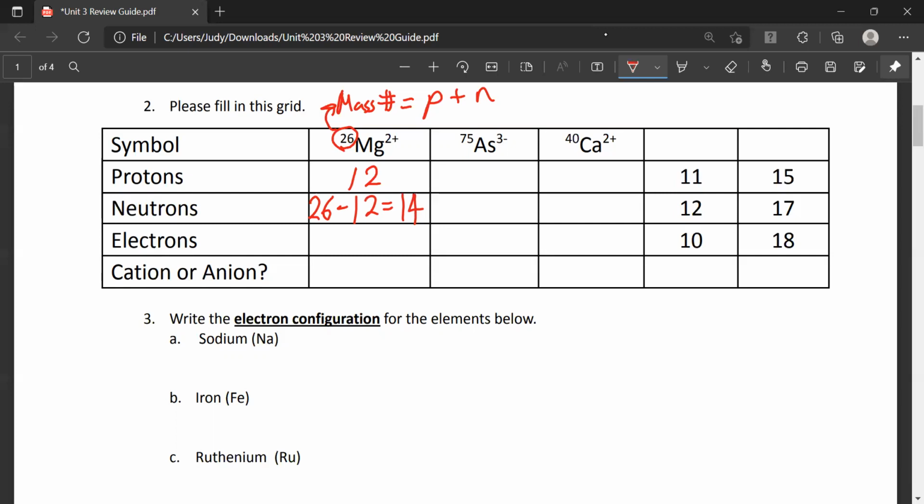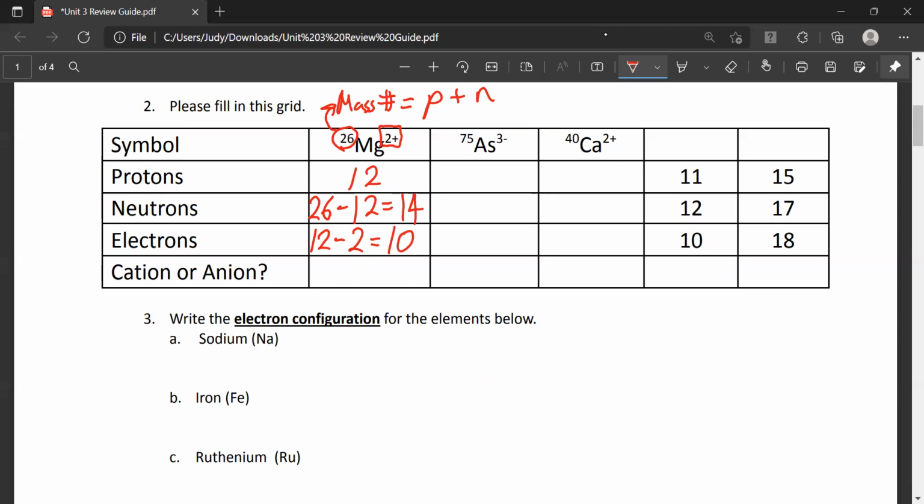Next, we have the electrons. Now, electrons are usually the same number as protons. However, since our statement or question says 2+ charge, that means there are more protons than electrons. But since we can't change the number of protons because it identifies the element, I'm going to subtract 2 from the 12 to get 10 electrons.